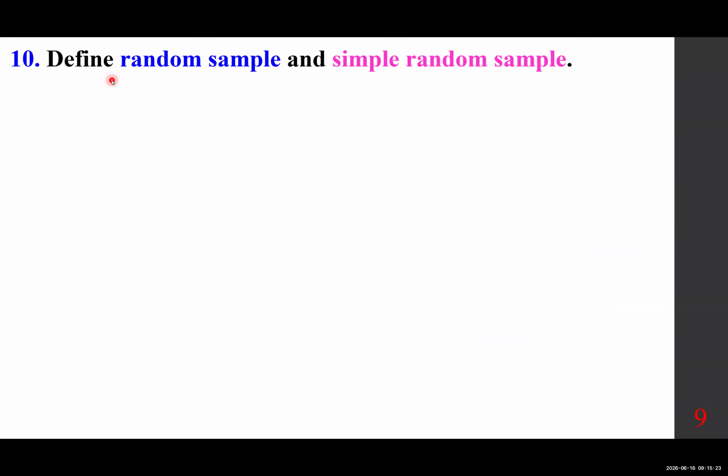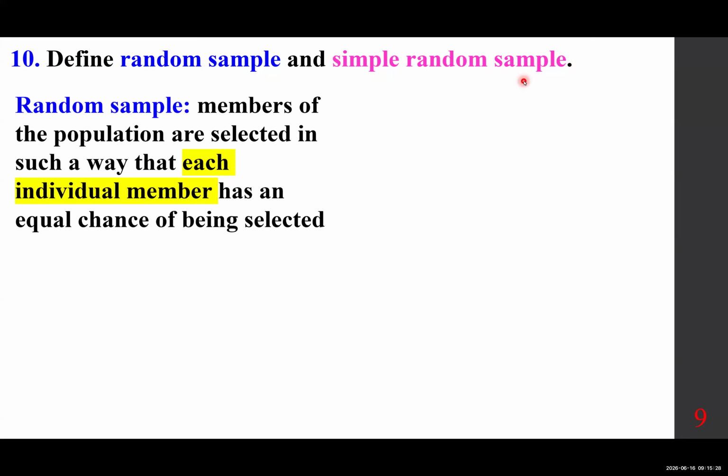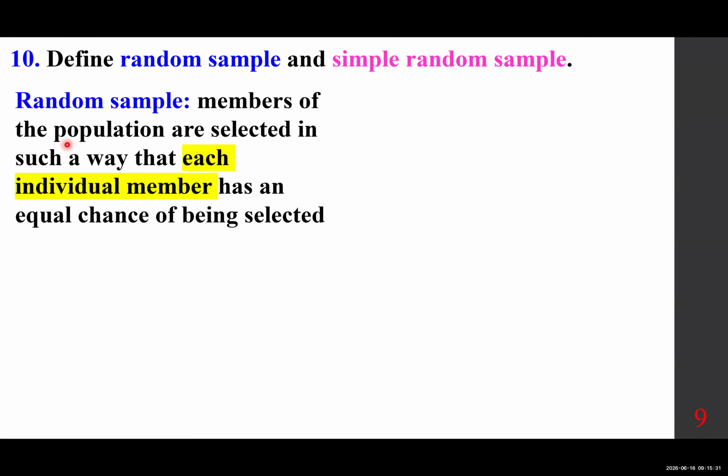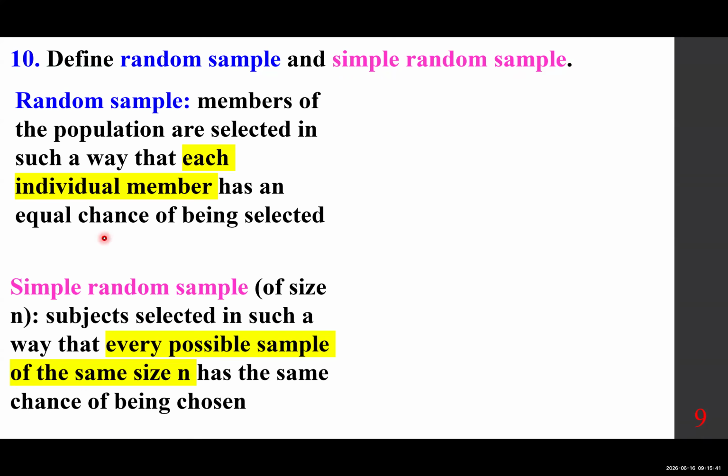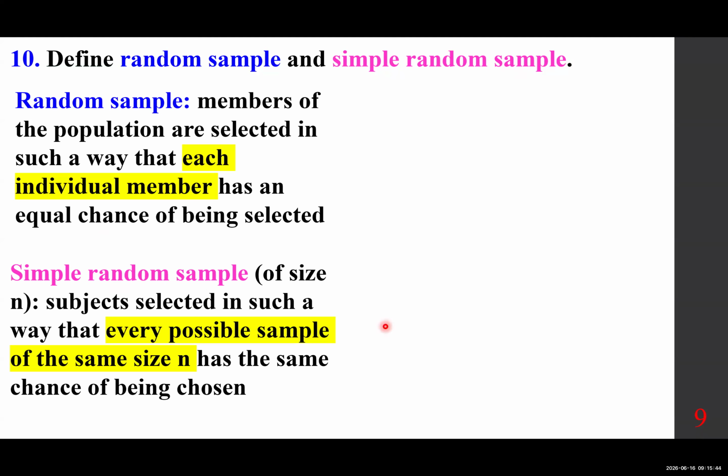Define random sample and simple random sample, SRS sometimes it's called. Random sample: members of the population are selected in such a way that each individual member has an equal chance of being selected, and that's extremely important in statistics. Simple random sample of size n: subjects are selected in such a way that every possible sample of the same size n has the same chance of being chosen. So this is for an individual, this is for a group of size n.